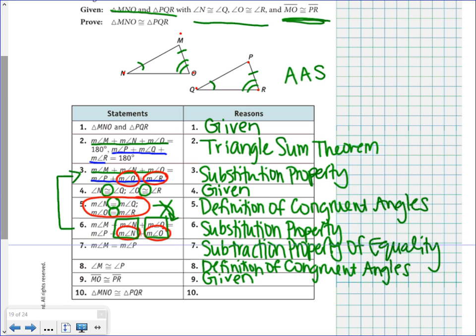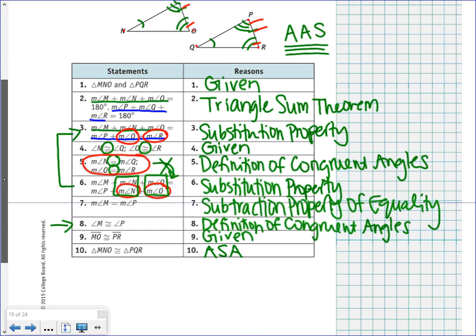And this is when we want to make sure, since we know that these angles are congruent, we want to add that to our figure. So I can mark angle M congruent to angle P. And so now, not using angle, angle, side, but using angle, side, angle, I can say that they are congruent. So that would be one way that you could prove the angle, angle, side congruence.